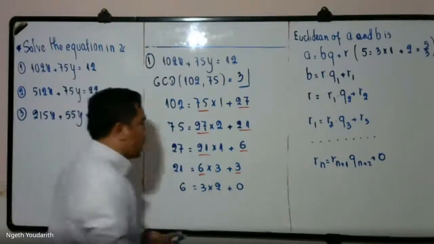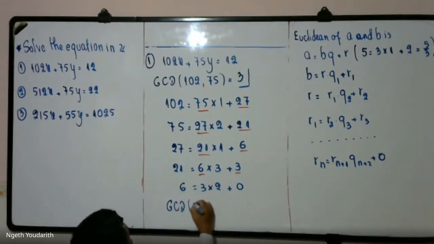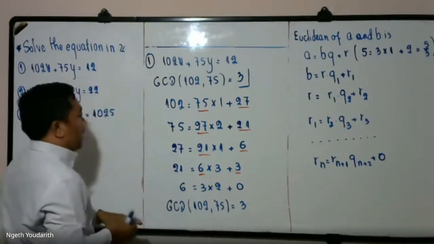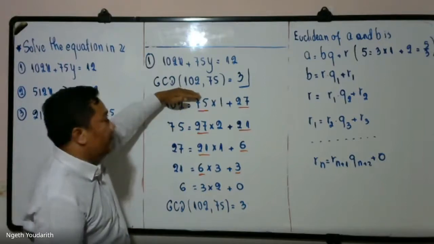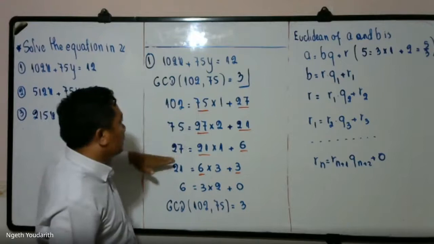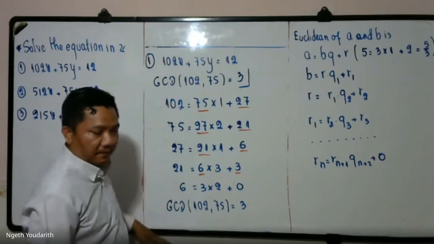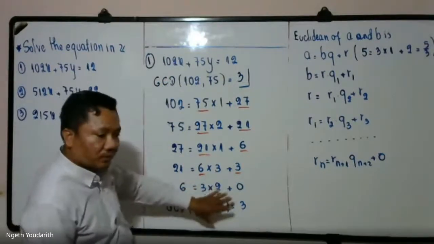So you get GCD of 102 and 75 equal 3. Now you go back. This one, you buy factor number, and you use the Euclidean algorithm. Is the GCD of this number the same or not? The same. Yeah, because this one we got 3, and this one we got 3 also.